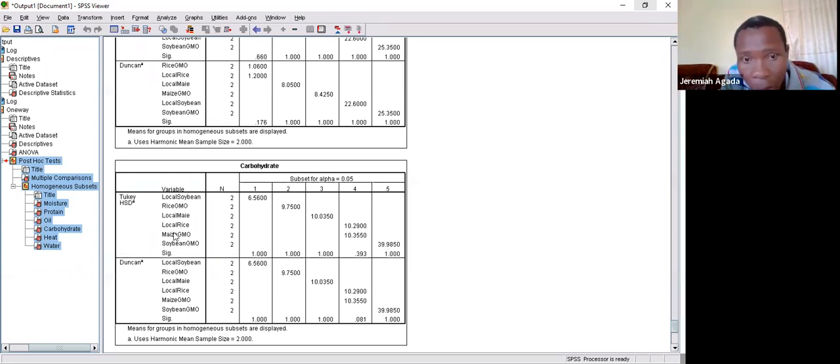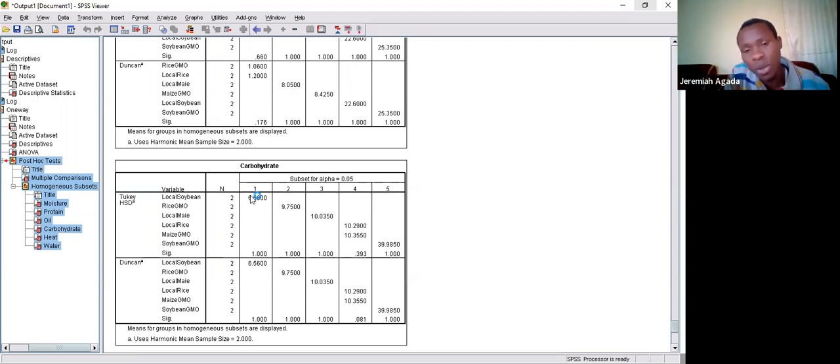Then maize GMO will carry B. Then if you look at it again, local rice will also carry B. So that means there is no significant difference between the carbohydrate content in maize GMO and local rice, if you understand what I'm showing here. Because they are in the same category, they are under B. So if this is A, this will be B, this will be B. Then this will be C, this will be D, and this will be E.